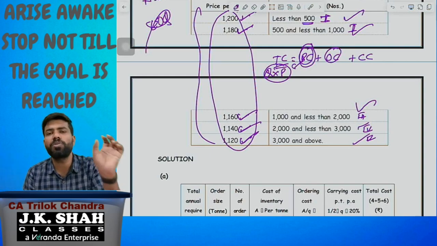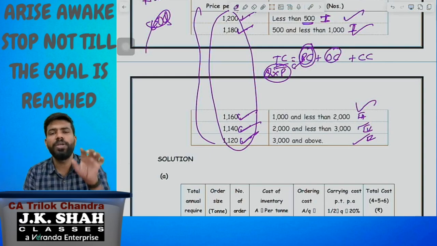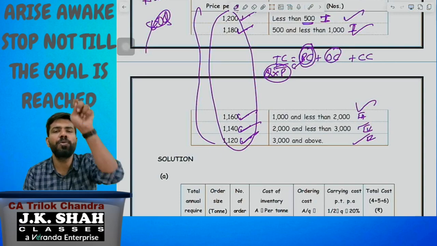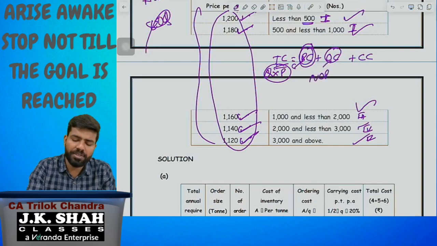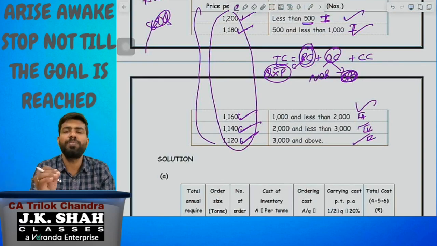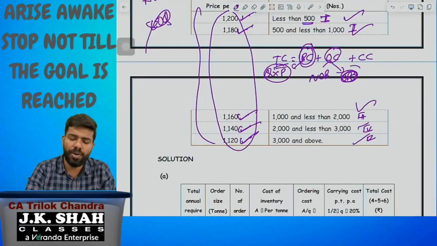When it comes to purchase cost, quantity into price. So we need to open one column for the quantity and one more column for the price. So quantity into price, we'll get the purchase cost. We're done with the three columns. When it comes to ordering cost, it is number of orders into ordering cost per order, which is nothing but O. Ordering cost per order is not going to change. So O will be constant.